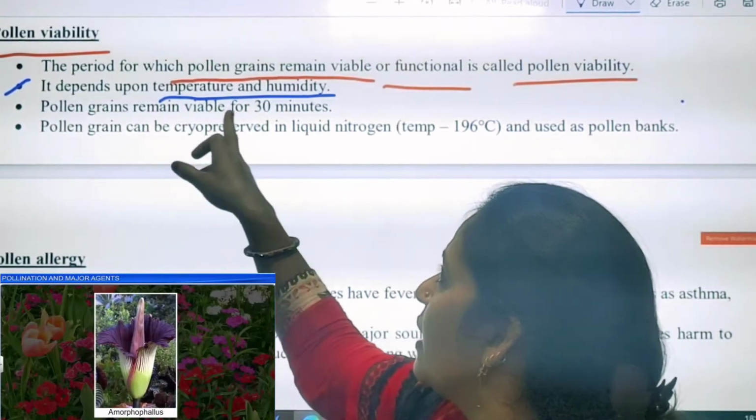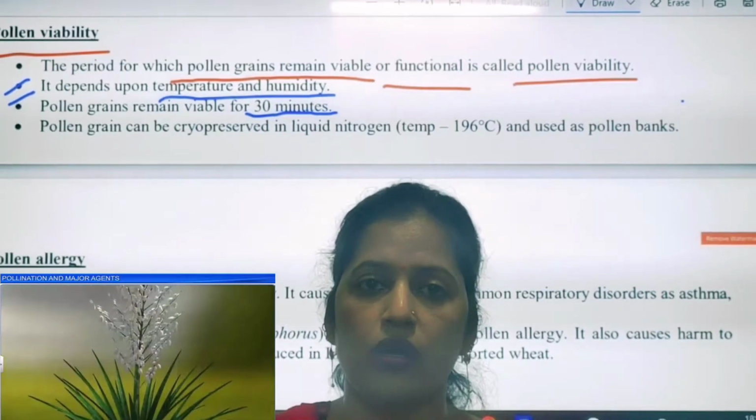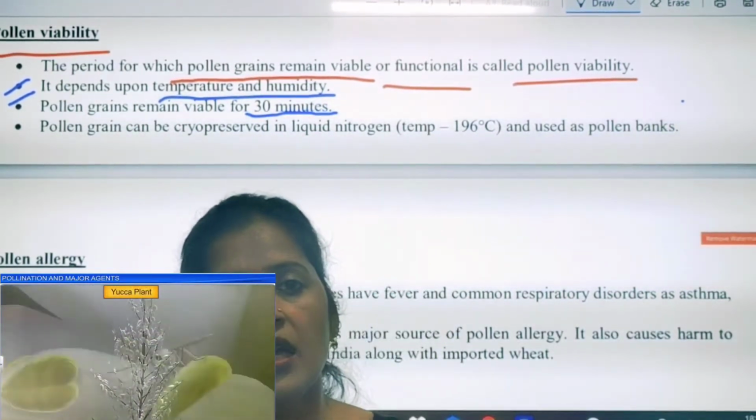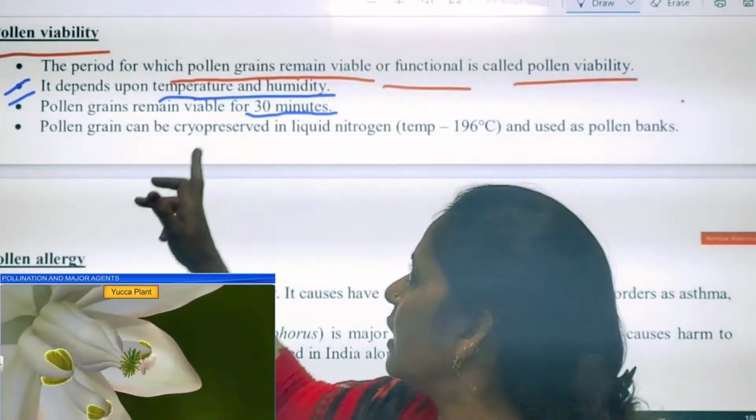Next, pollen grains remain viable for 30 minutes. The main duration for the pollen viability, that is for only 30 minutes. That means pollen viability can stand only up to 30 minutes.